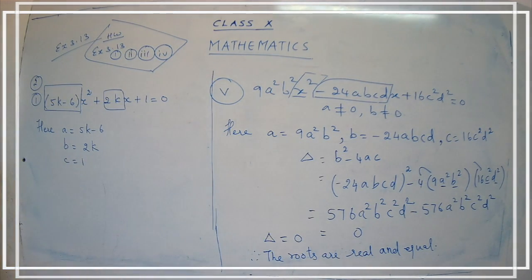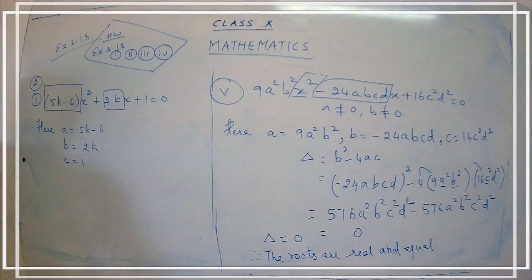So A is equal to 5k minus 6, B is equal to 2k, and C is equal to 1. Okay, so we have found the value for A, B and C from the given equation. Now here they have already given you a condition. They are saying that find the value for k. Here we have an unknown value which is k, and they are saying that you have to find the value for k if the roots are real and equal.